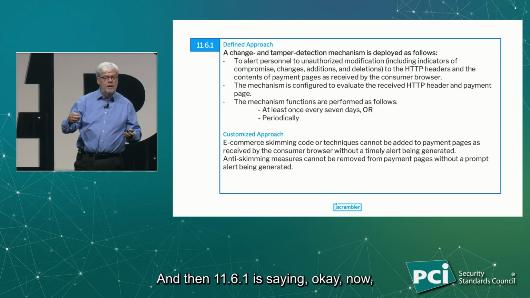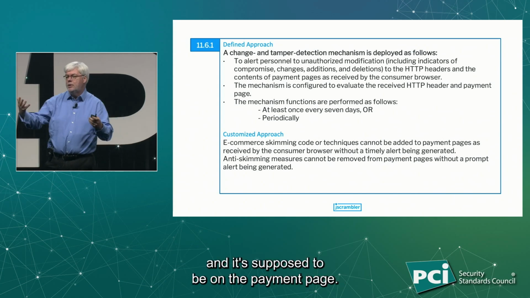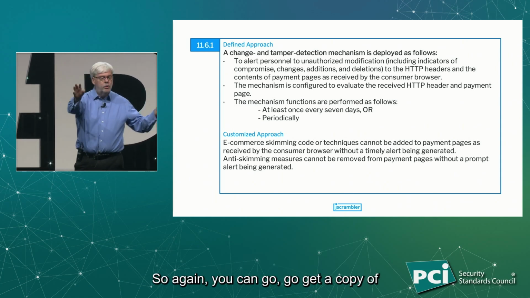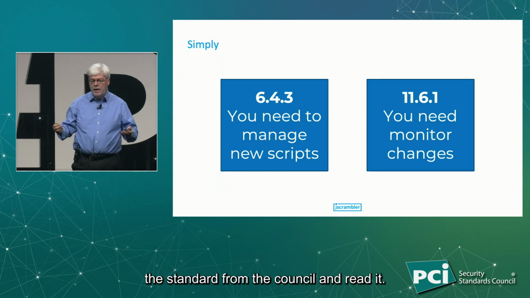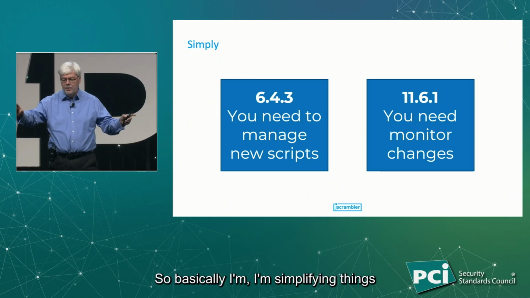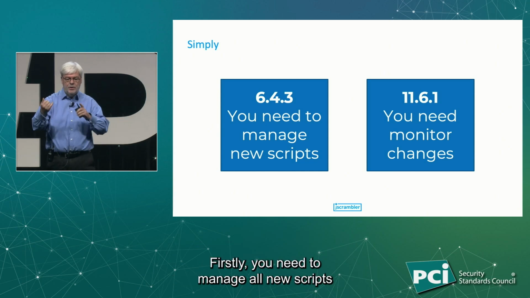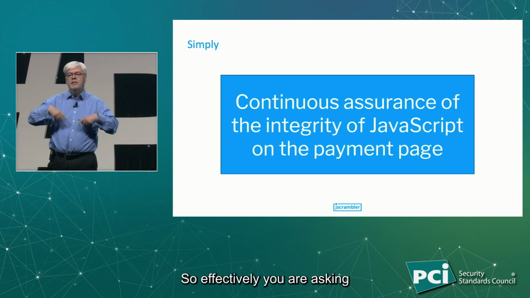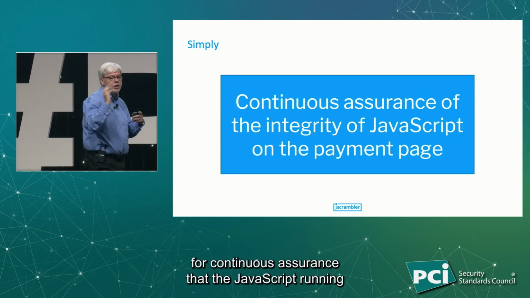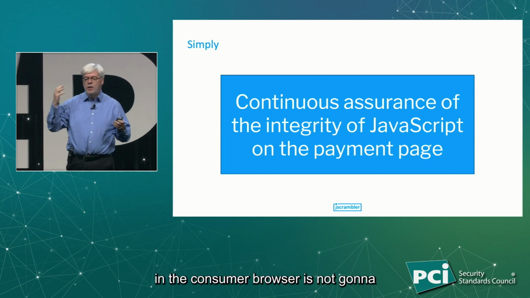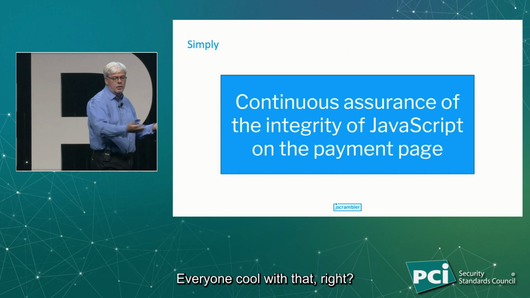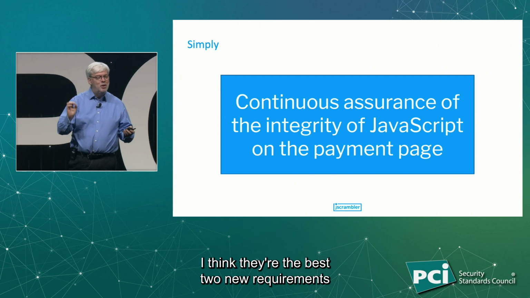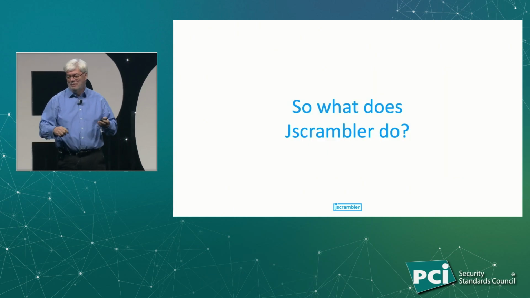And then 11.6.1 is saying, OK, now the script is authorized and it's supposed to be on the payment page. You need to monitor whether it changes or not. So again, you can go get a copy of the standard from the council and read it. Basically, I'm simplifying things because we only have 20 minutes here. Firstly, you need to manage all new scripts that are added to the page. Then you need to monitor for changes. So effectively, you're asking for continuous assurance that the JavaScript running in the consumer browser is not going to try and steal your cardholder data. Everyone cool with that? Right? They're two great new requirements. I think they're the best two new requirements in PCI DSS version 4.